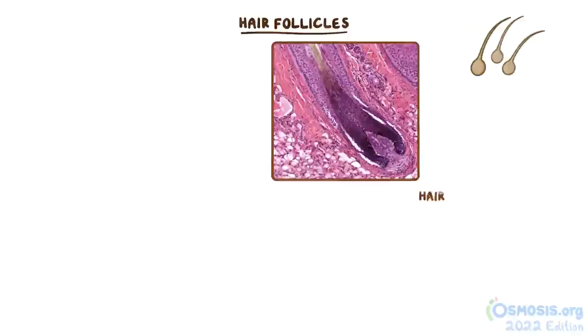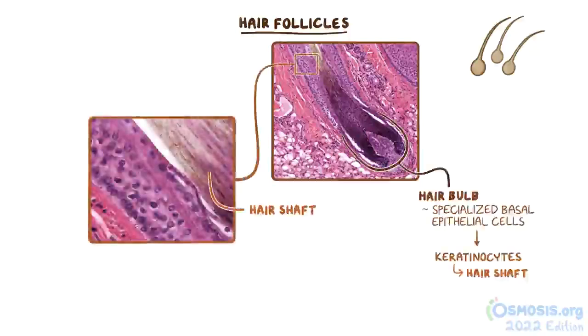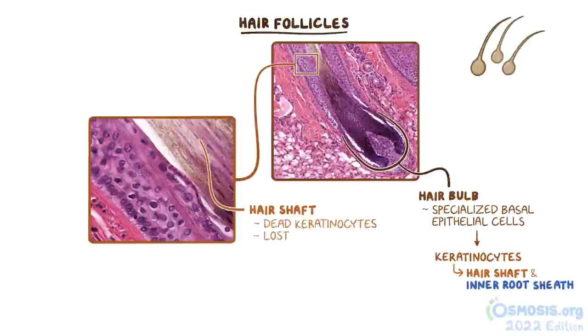Alright, let's move on to hair follicles, which are only found in thin skin. The base of each strand of hair and hair follicle has a hair bulb, which contains specialized basal epithelial cells that produce the keratinocytes that eventually become the hair shaft as well as the inner root sheath. Hair shafts are made up of dead keratinocytes that have lost the majority of their cellular detail. The inner root sheath immediately surrounds the hair shafts within the hair follicle and is split further into two sublayers.